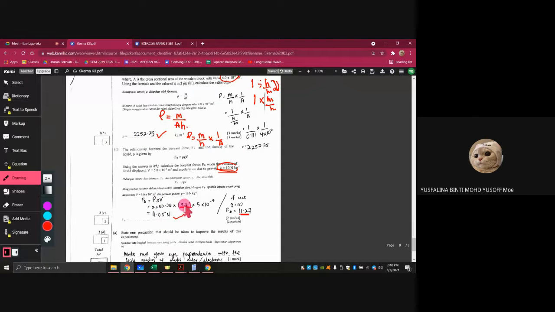G is 10, okay, but I'm using 9.81 because your syllabus is 9.81 and the V is already given in the question. So just substitute, you will get the answer 11.05. If you use G as 10, the answer should be 11.27 Newton. Okay, so don't forget to put the unit.